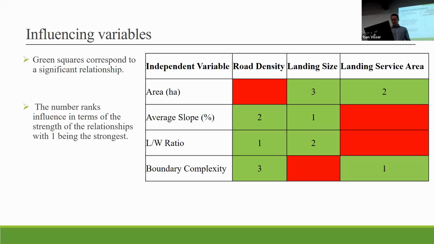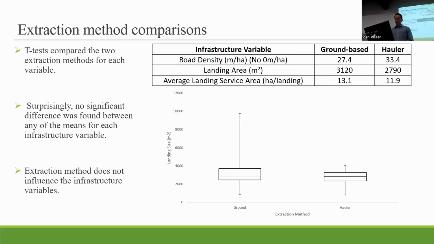Extraction method was one of the variables that was expected to influence infrastructure means but did not. Although differences can be seen in the means displayed on board, no significant difference in means was found. Therefore, it was concluded that extraction method did not influence infrastructure variables.